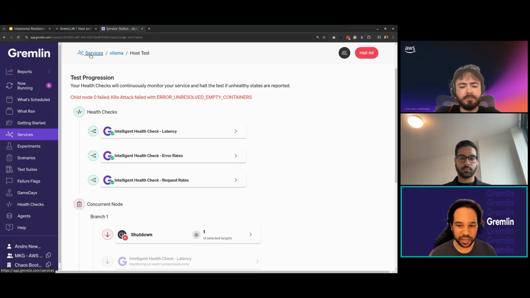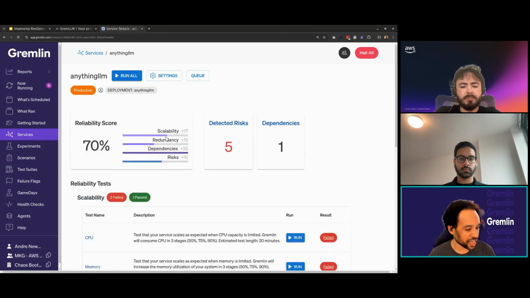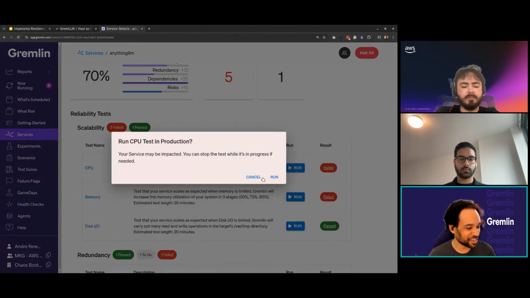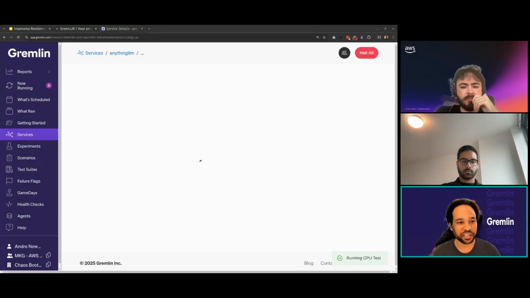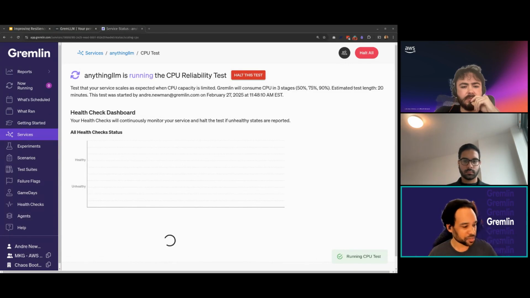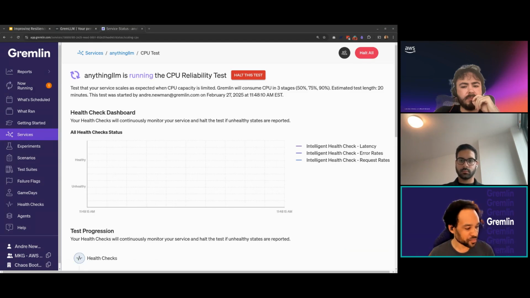But I don't want to leave you all empty-handed, so I'm actually going to go to AnythingLLM and run another test here and make sure that it can run okay. Just to show you what this looks like while a test is actively running. So again, Gremlin comes in, it starts up the CPU test, gets it going, and it uses our health checks in the background to monitor the service and make sure that it's still running okay.